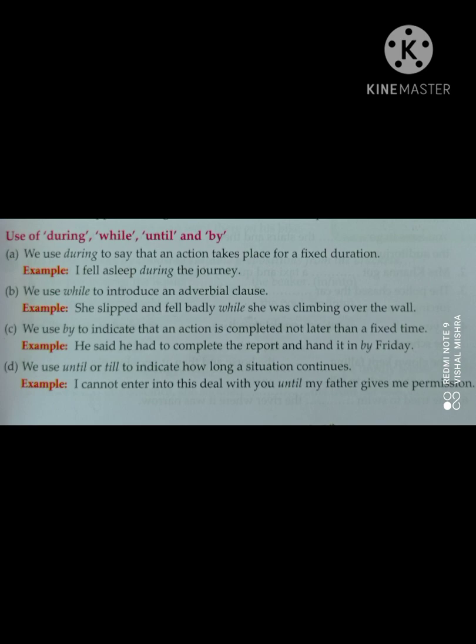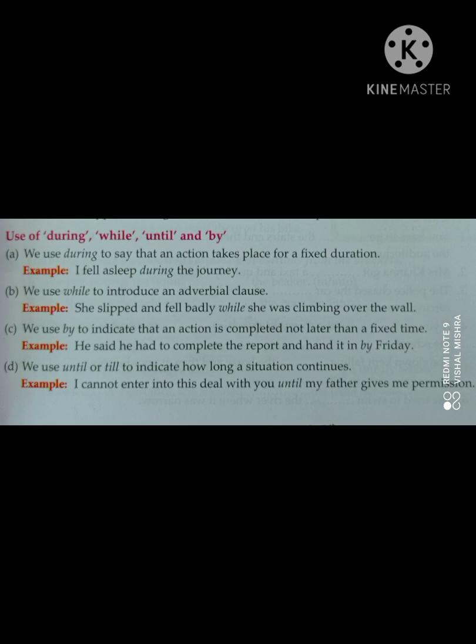We use while to introduce an adverbial clause. For example, she slipped and fell badly while she was climbing over the wall. We use by to indicate that an action is completed not later than a fixed time. For example, he said he had to complete the report and have it in by Friday. It means by hook or by crook he has to complete the report by Friday. Friday is the fixed time for that given work.